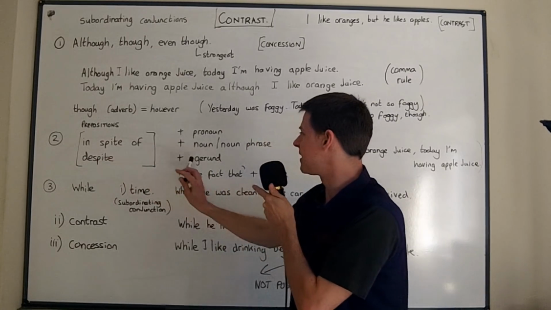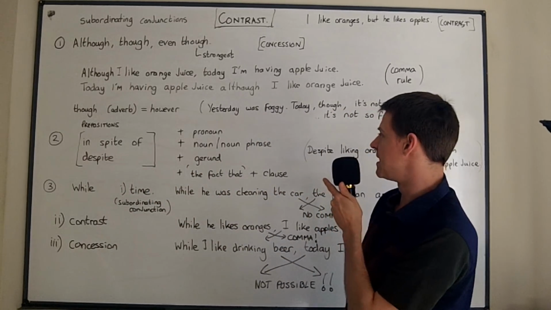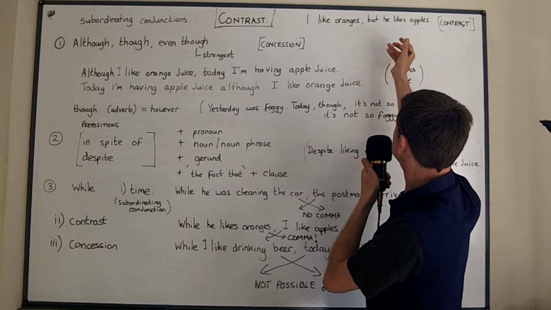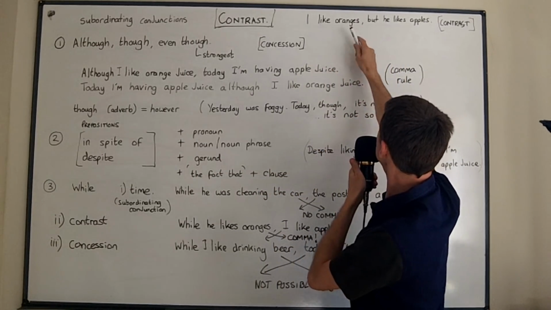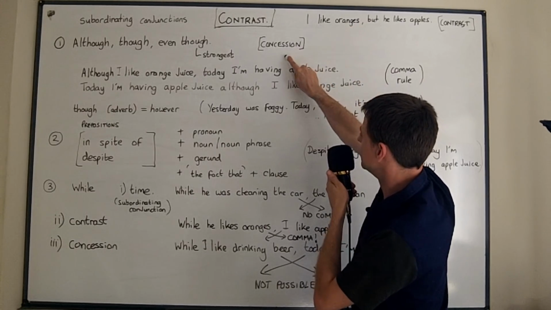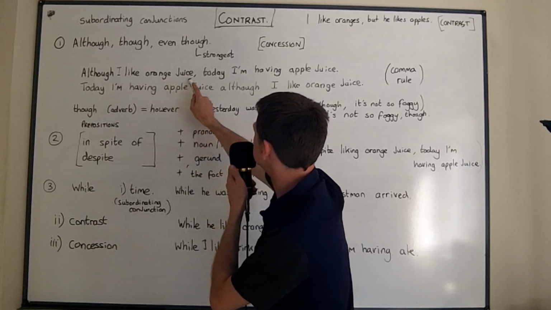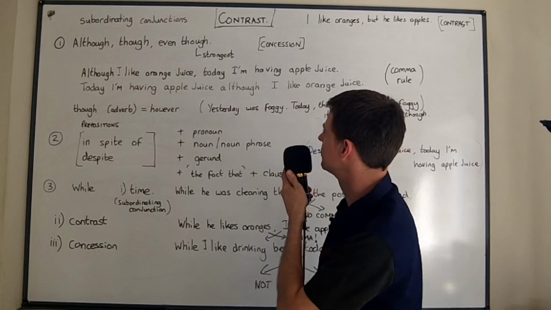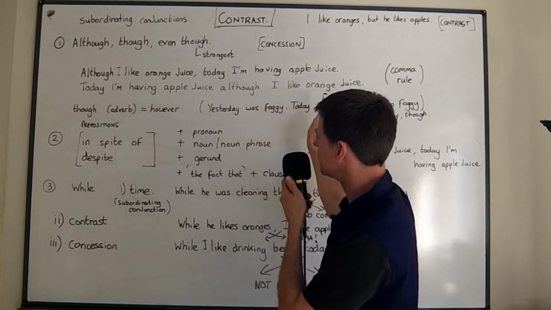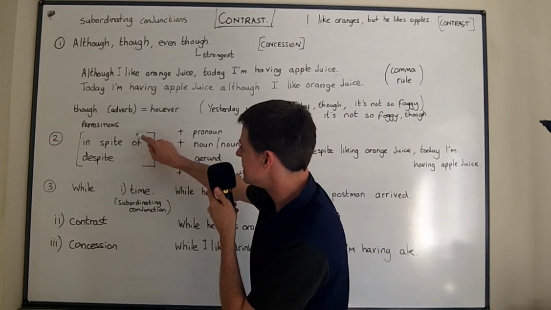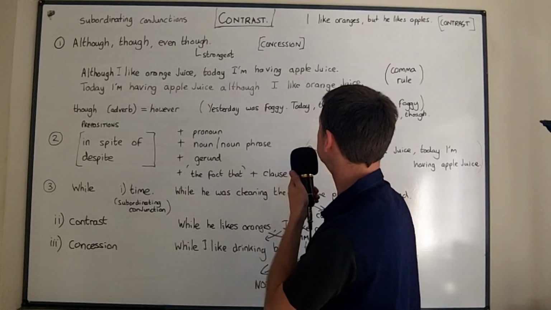We can use these plus gerund. In spite of liking oranges. So here, yeah, we wouldn't use it for this direct contrast. We'd use it more for concessions here. In spite of liking orange juice, today I'm having apple juice. Or today I'm having apple juice in spite of liking orange juice. So yeah, we would certainly use these two for the concessions.